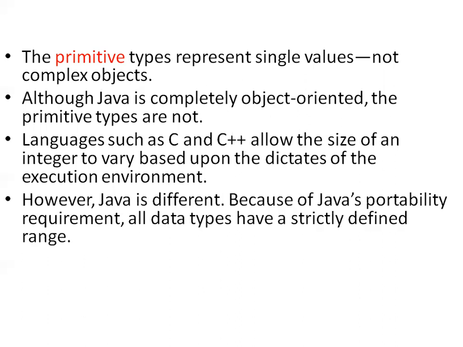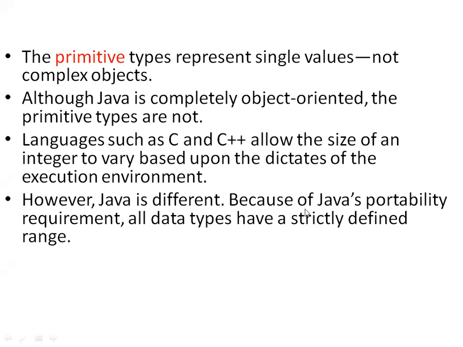Is it the same in Java? Java is different. Because of the portability requirement, we said Java is portable. That means if you write a Java program on one machine and execute it on another machine, then you should not get any error or any incompatibility between these data types. That is called the portability property.